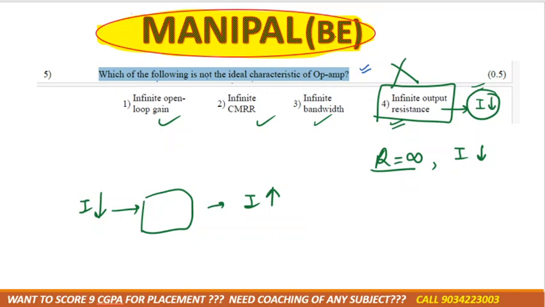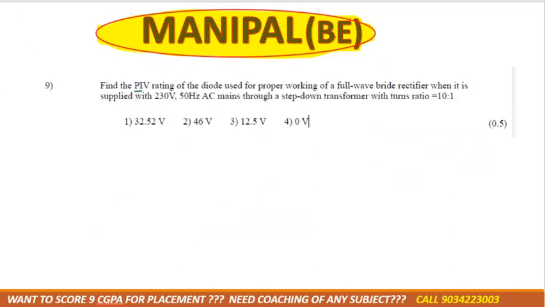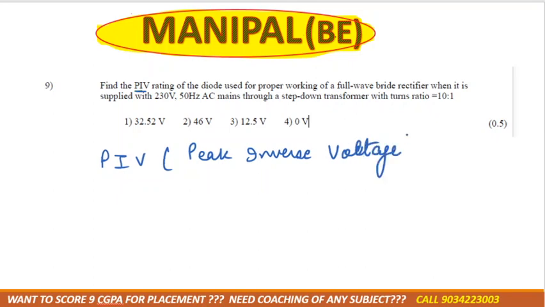Okay. Now the next question. MOSFET, I skip it for the while being. Now I move towards the rectifier based question. Okay. So in this they said find the PIV. PIV is basically a peak inverse voltage. PIV is basically a peak inverse voltage for the diode used for the proper working of full wave bridge type rectifier when it is supplied with a 230 volt, means V1 is how much? 230 volt.